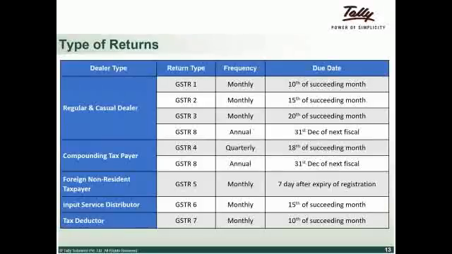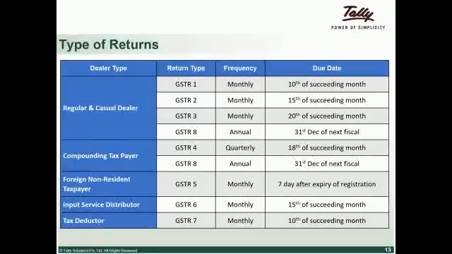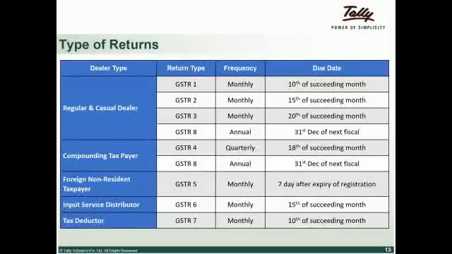Now GSTR2. Let us just visualize a scenario. The selling dealer is going to upload all his sales details by 10th. Now let's say I have made 4 purchases from this particular person. From 11th, the moment I go to my portal, in my GSTR2 return, the sales related to my purchases by that dealer who has filed GSTR1 will now automatically reflect in my GSTR2, which is auto-populated, right?